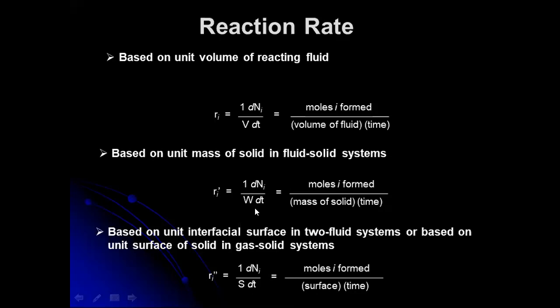So now, if you notice, all these three in this particular slide only have a difference in terms of the divisor. This one is V, this one is W, the mass of the solid, and this one is in terms of the surface area. I'm not sure if these ways of expressing reaction rate are still written in the third edition, but this can be found in the second edition of Levenspiel together with a particular sample problem.